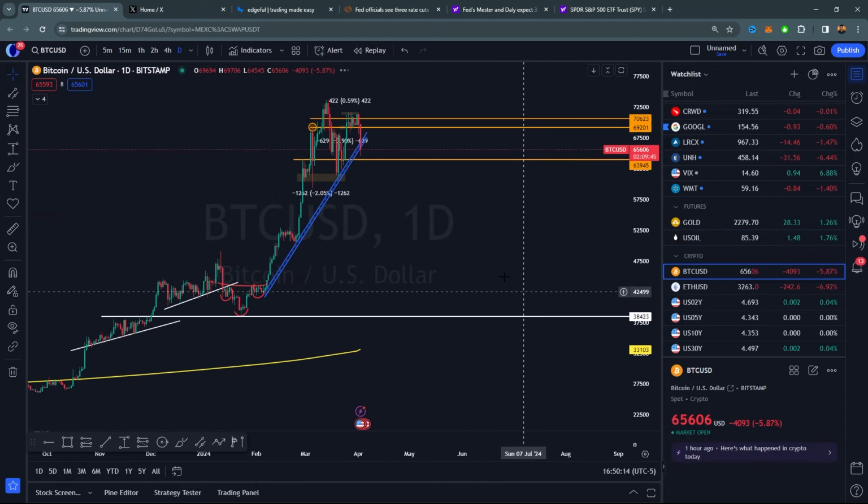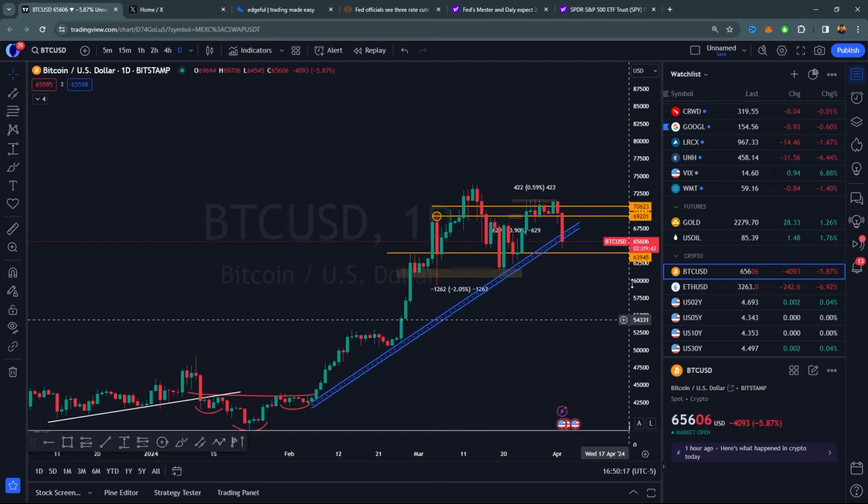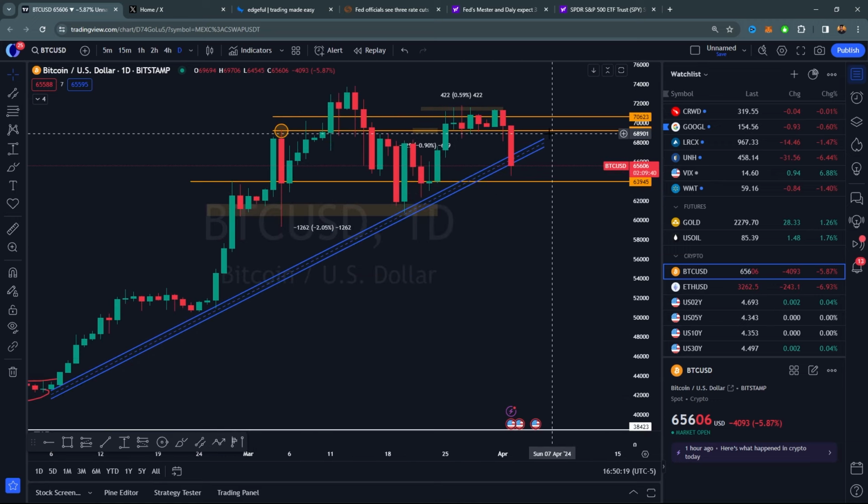Now, Bitcoin as well, nice little dip today. Again, Bitcoin's making higher lows. I continue to say Bitcoin's incredibly bullish. Love it. So I still think Bitcoin is very bullish. Do what you want with that information.